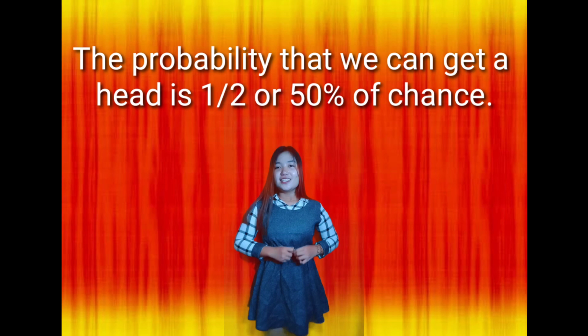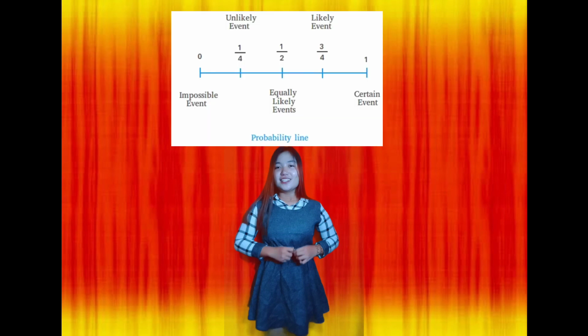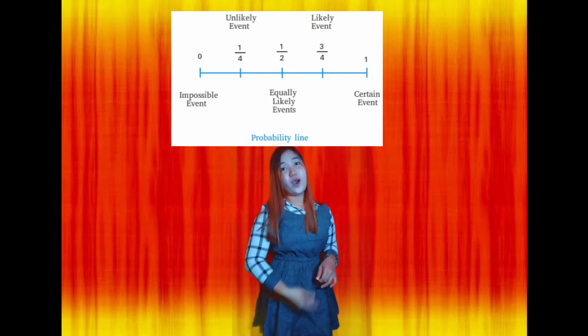To be sure that we are correct, let us use again the probability line. So 1/2 is at the center. So there is an equal probability that we can get a head or a tail.